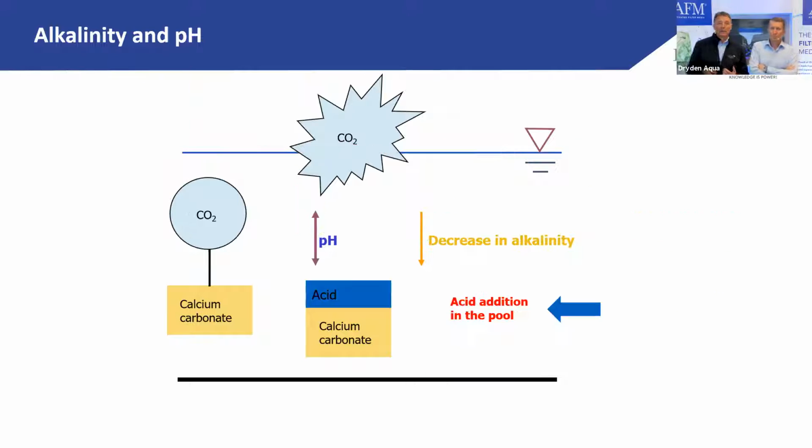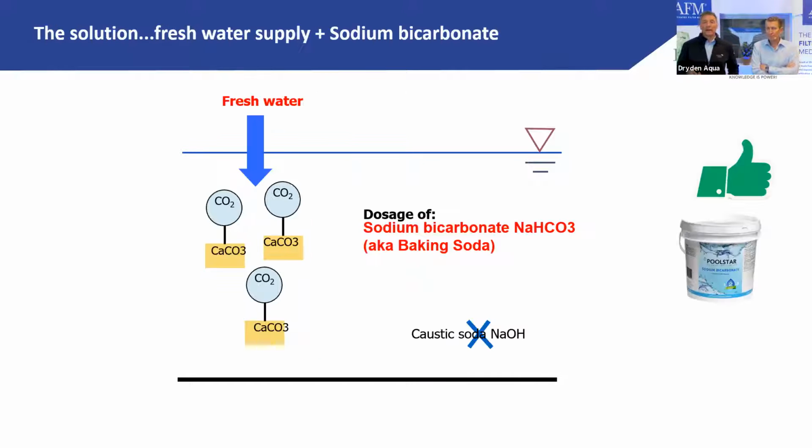And also if you dose acid to bring back the pH, that also will decrease the alkalinity. The only way to bring it back is fresh water, if you are in a hard water area. And the second is sodium bicarbonate, also known as baking soda.